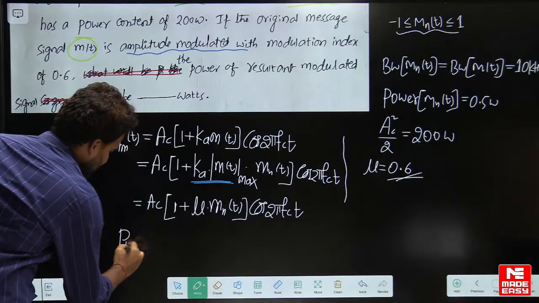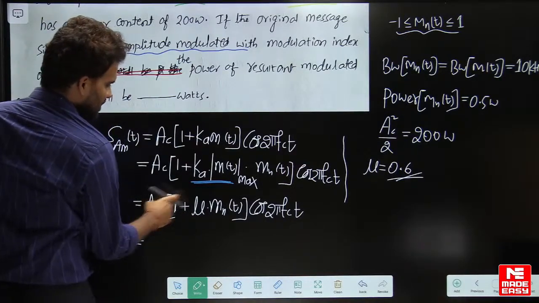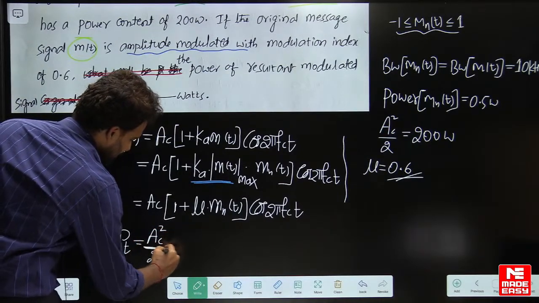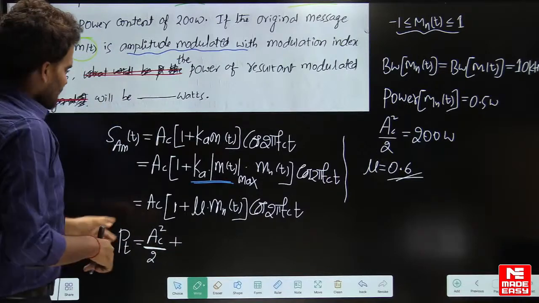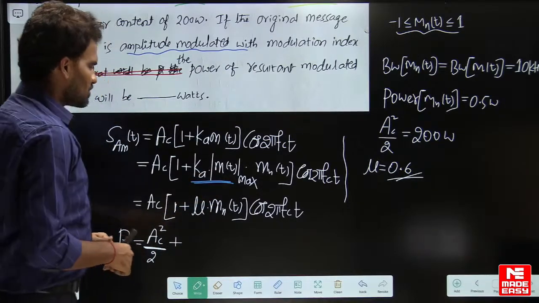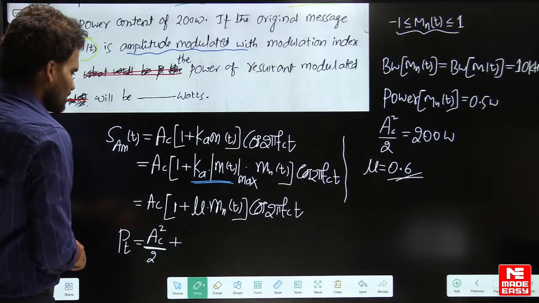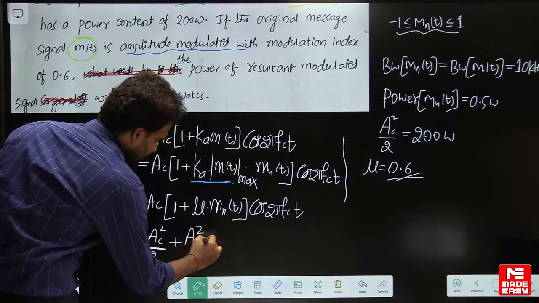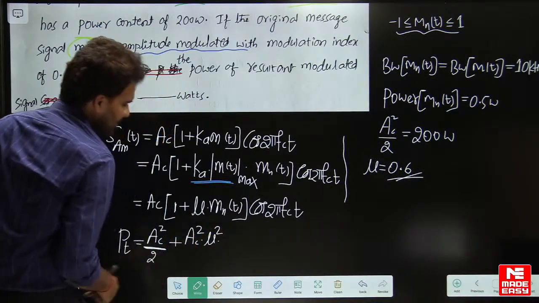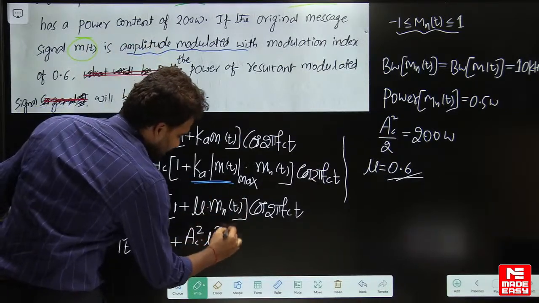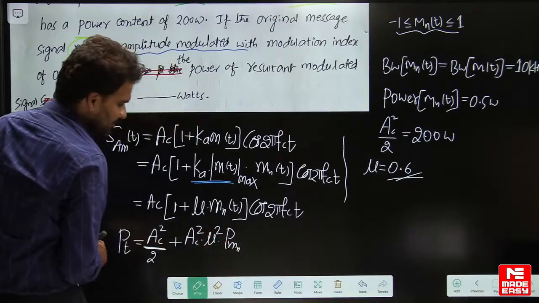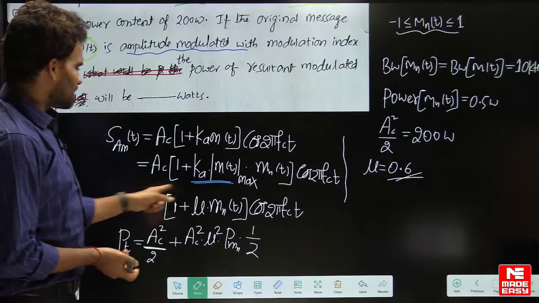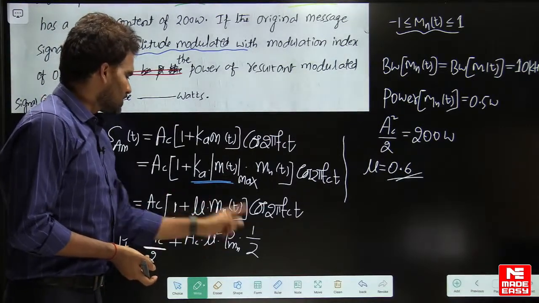Then what is the power of this AM signal? The first term will be AC cos 2 pi FCT, and its power will be AC squared by 2. The second term will be AC mu MNT cos 2 pi FCT. So what will that power be? AC is AC squared, mu means mu square, and the power of MNT I'm denoting with PMN. The power of cos 2 pi FCT is 1 by 2. The power of the second term is going to be like this.